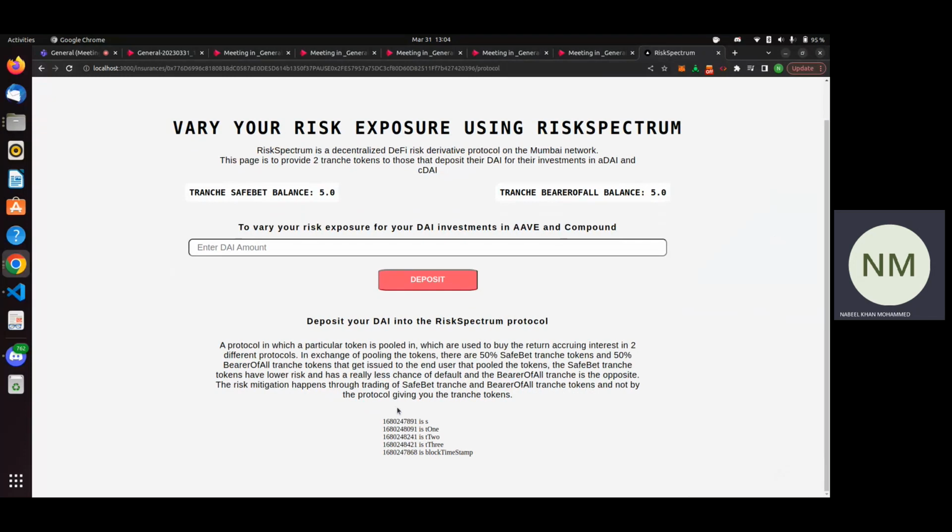This is the period where the user will come and deposit their investing token. Just for reference, as you can see, the block timestamp is less than the S value. That means the pooling time is still there. Once it crosses that, there'll be the investment period where the risk spectrum will use the pooled DAI tokens, invest into RBN Compound, get ADA and CDA, and observe the performance.